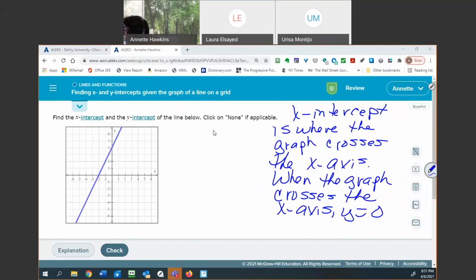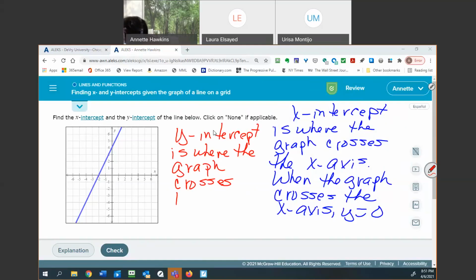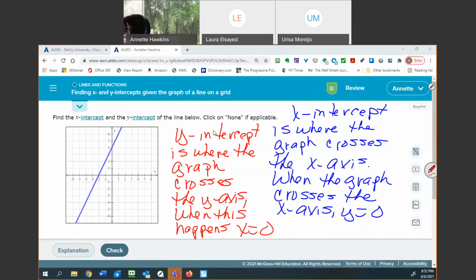Well, if that's the x-intercept, let's talk about the y-intercept. The y-intercept is where the graph crosses the y-axis. Well, when this happens, x equals 0. Okay?